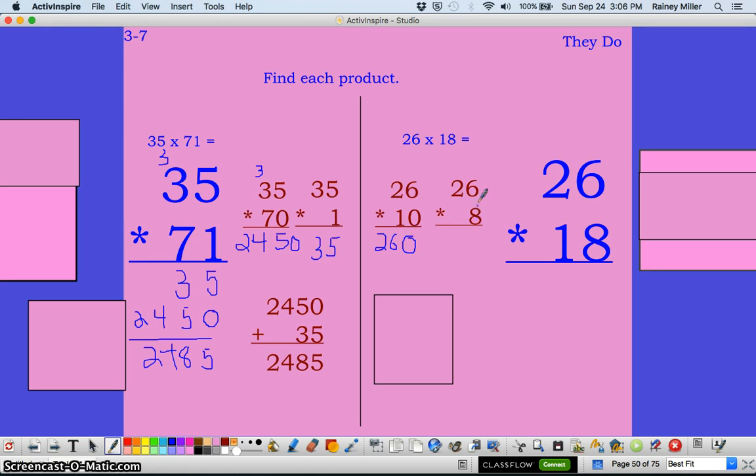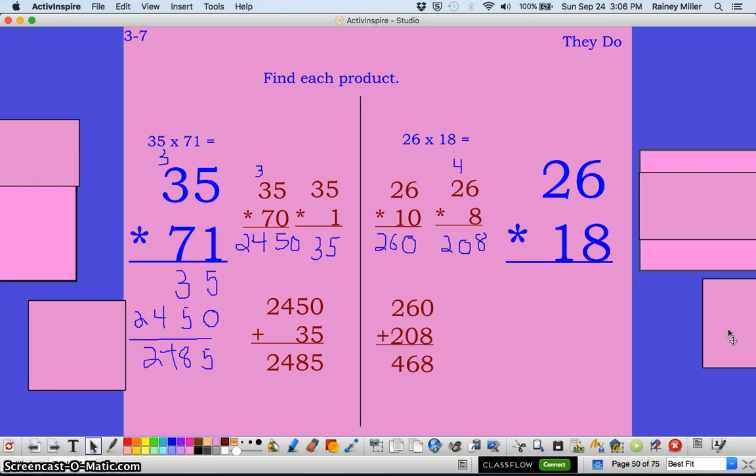So I rewrite it. 10 and 8 is what I need to multiply my 26 by. So I do my 0 trick on this one, so I know it's 260 that this one's going to be. Now 8 times 6 is going to be 48. 2 times 8 is 16, plus 4, that's going to be 20. And I'm going to add those together, and that's going to get me that.